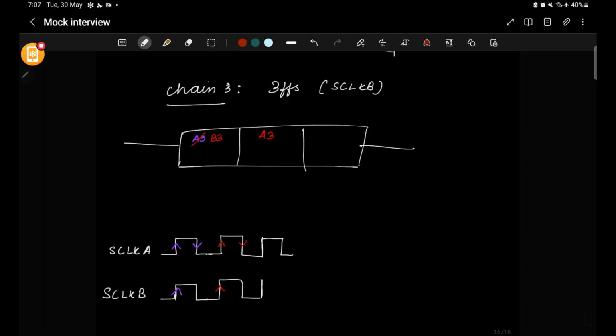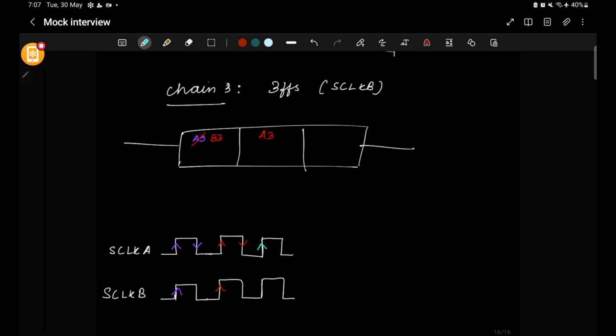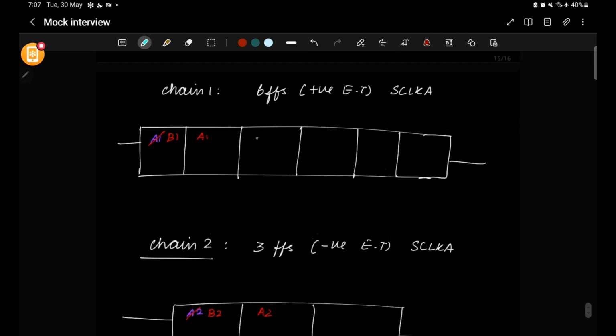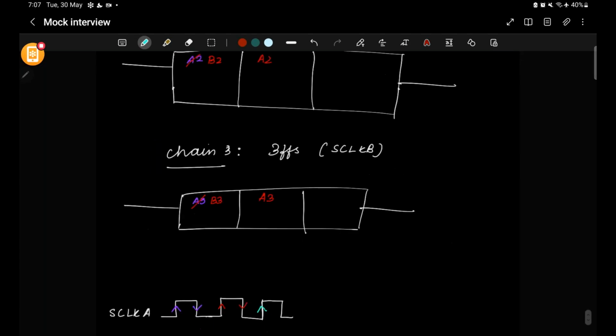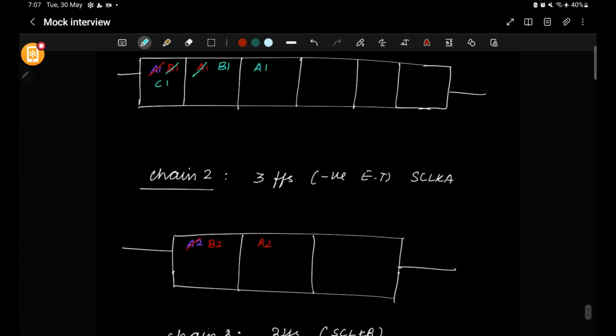Okay. And next, during the third pulse, what will happen? During the rising edge of this pulse, whatever data was there here, that will come here. Here, this B1 will come. Here, the new C1 will come. During the rising edge of this one, this data will come here. Here, B3 will come. And here, C3 will come. And during the falling edge of scan clock A, this data will come here. Here, B2 will come. Here, C2 will come.